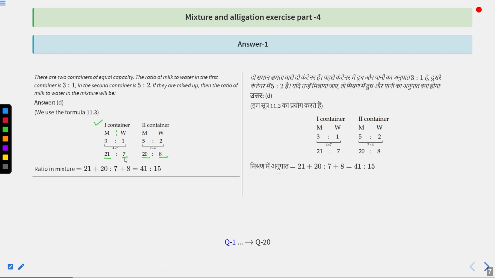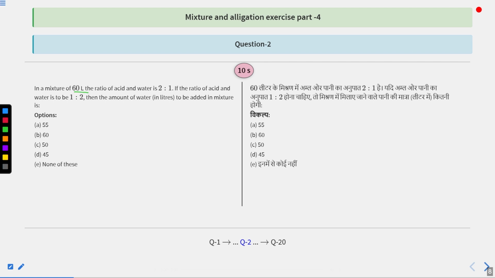The LCM of 4 and 7 is 28. So we make the first container 28 liters and the second container 28 liters. So milk will be 21 liters in the first container and 20 liters in the second container. Water is 7 liters in the first container and 8 in the second container. So when we mix them, the ratio will become 41:15. D is the correct answer. Next one.